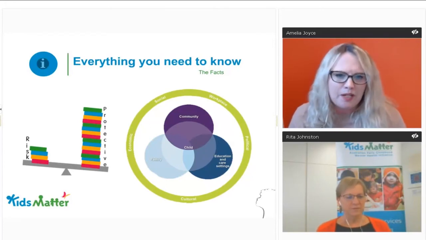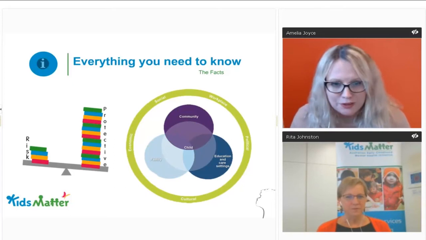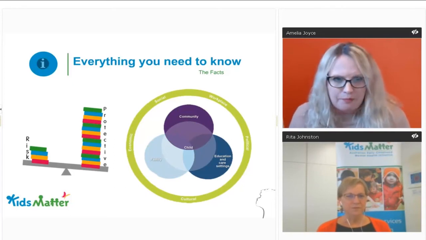Before we move on, though, I just want to highlight that the more protective factors that we put into the world of a child, the less influence and impact the risk factors could potentially have.